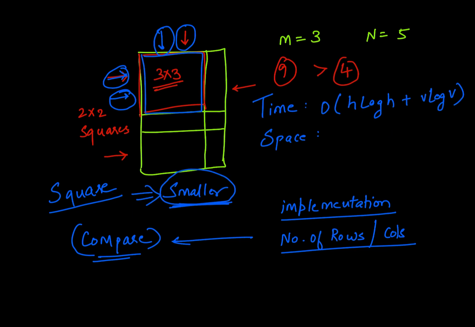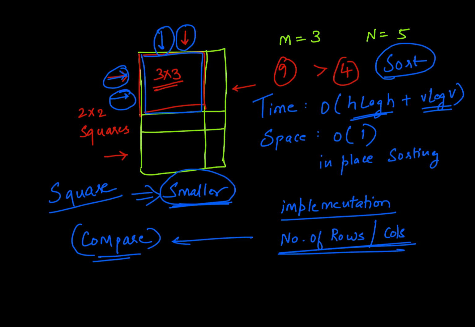The time complexity of this solution is going to be O of h log h plus v log v, because we need to first sort the input arrays for vertical and the horizontal bars to identify how many consecutive numbers are there. While the space complexity will be O of 1, that is constant space, as we'll be doing in-place sorting. I hope this explanation was helpful. Let's walk through its Python implementation.